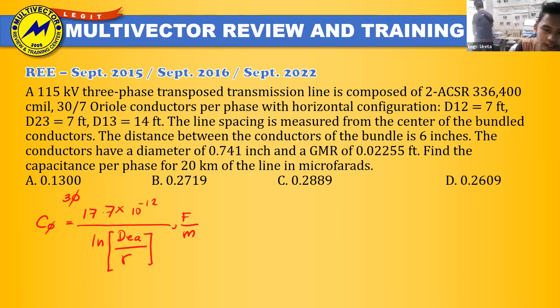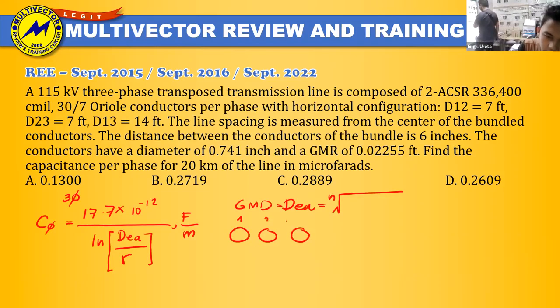Dito hanapin muna natin yung ating D equivalent. D equivalent is actually my GM. Formula natin dito is the cube root ng distance combination natin. Meron tayong three-phase transposed line, ito yung tatlong linya natin: 1, 2, 3. Distance ng 1 to 2, sabi, 7. Distance ng 2 to 3, 7. And distance ng 1 to 3, 14. Okay? 7, 7, 14.